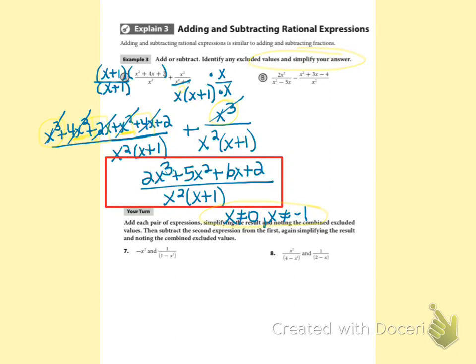So let's take a look at example B then. This time they want us to subtract. But as far as the setup, the process to get this started is going to be exactly the same. We want to see what would be the common denominator. And in order to do that, we're going to have to factor the denominator. So I can see here that in a denominator I could take out an x, and that's going to make that x times x minus 5. And in the second one, I have an x squared.